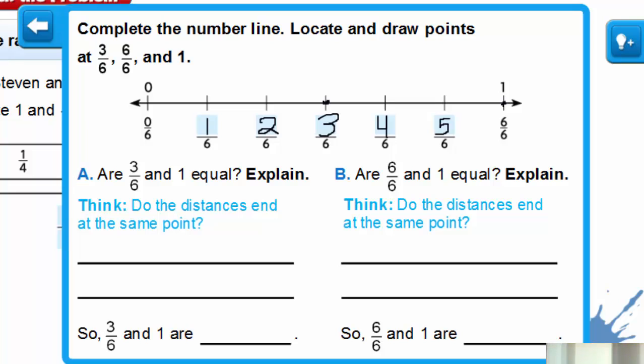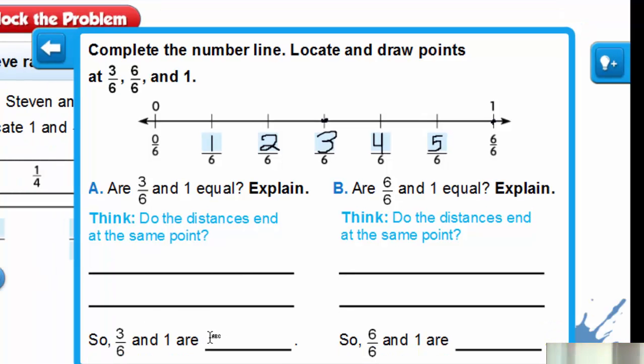Wonder what that means. So question A says, are 3/6 and 1 equal? Here's 3/6, 1. Are they equal? Think. Do the distances end at the same point? No, they don't, do they? So are they equal? No, they are not equal. Good job.